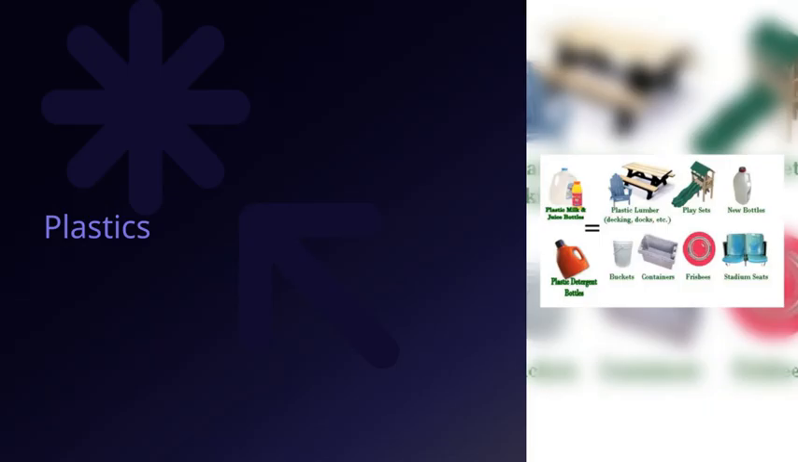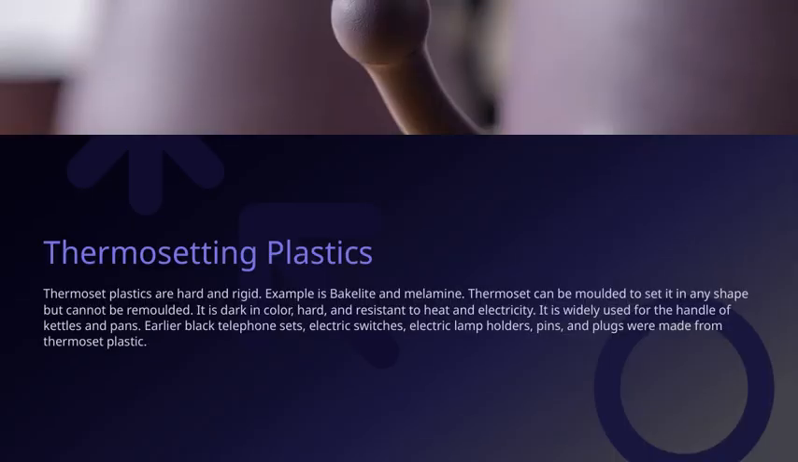This is why understanding the life cycle of plastics and exploring sustainable alternatives is so important. It ties into our broader theme of environmental impact and the need for responsible consumption and waste management. Thermosetting plastics, or thermoset plastics, are known for being hard and rigid. Examples of these materials include bakelite and melamine, which have been widely used for many decades.